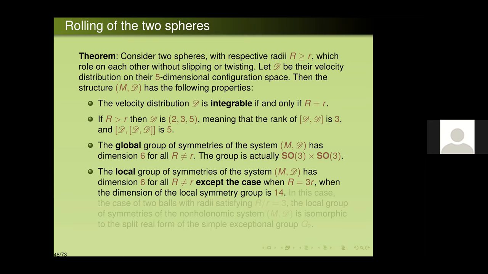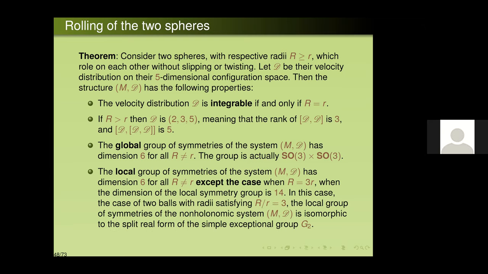The local group of symmetries of the system has dimension 6 for all R not equal to r. So the global is 6 and local is also 6 everywhere, except the case when R is equal to 3r. And then the symmetry group suddenly jumps from 6 to 14. In the case of two balls with radii satisfying R to r being 3, the local group of symmetries of the nonholonomic system is isomorphic to the split real form of the simple exceptional group G2.